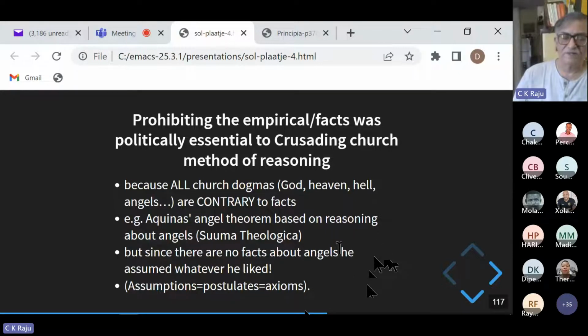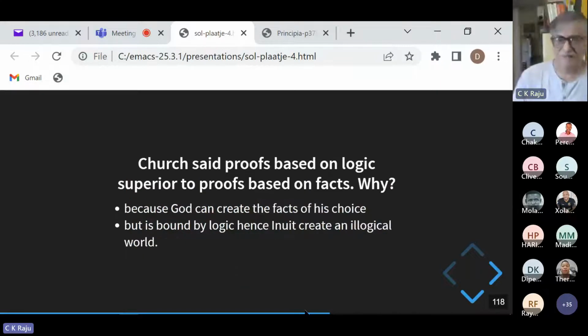He said, you can fit any number of angels on a pin, but there are no facts about angels. So his reasoning could not begin from facts. It began from a postulate or axiom. And the church thought that reasoning is more powerful than facts because God can create facts of choice, but cannot create any logical one. Okay, so I should skip this.